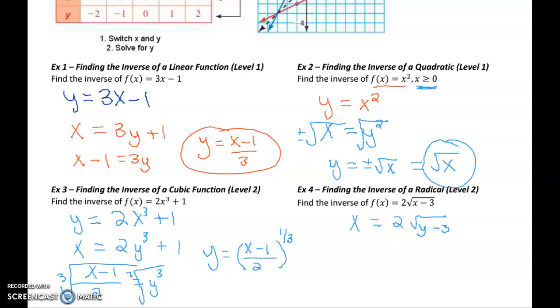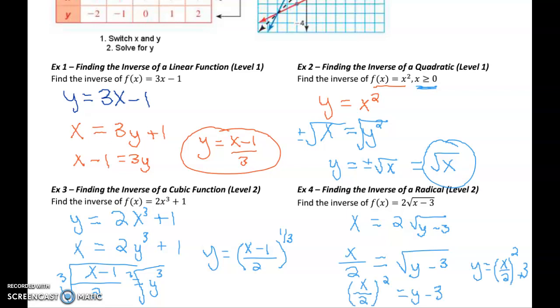So first we're going to divide by 2. So x divided by 2 equals the square root of y minus 3. And it is important that we divide by 2 first. We are not going to do anything about the square root until we have it all by itself. And now to get rid of a square root, we're going to square both sides, and then add 3. And we get our answer.